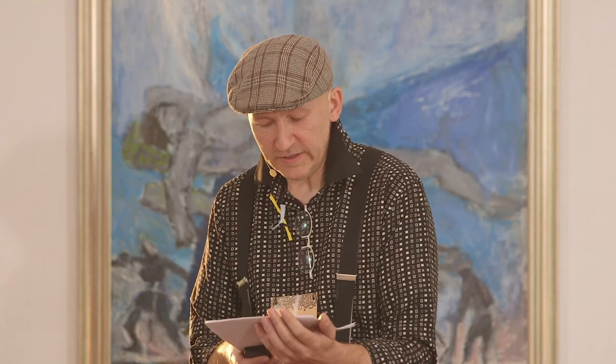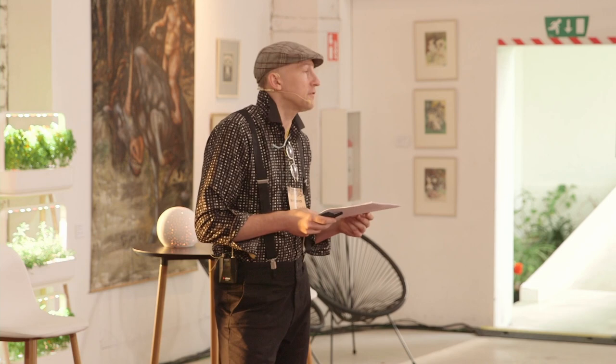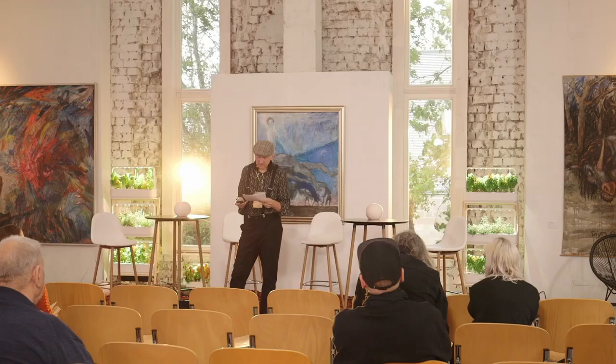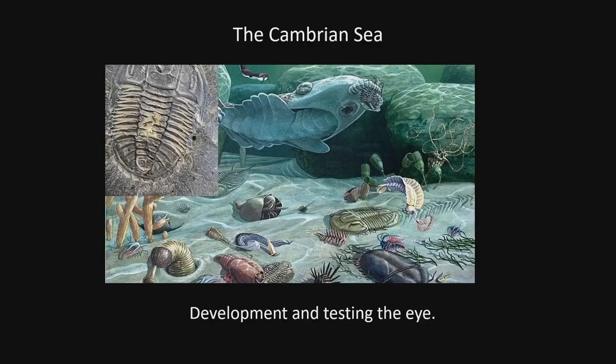What do I exactly do in my lectures? My students are most frequently first-year art bachelor students, but they can be master's degree students also. Okay, we have the first lecture about early creative and depictive behavior of the human species, and we start from the Cambrian explosion. But why? Why start with the Cambrian explosion? Because that was the place and time where the eye appeared on the evolutionary stage.